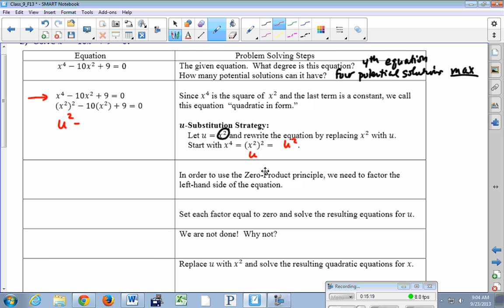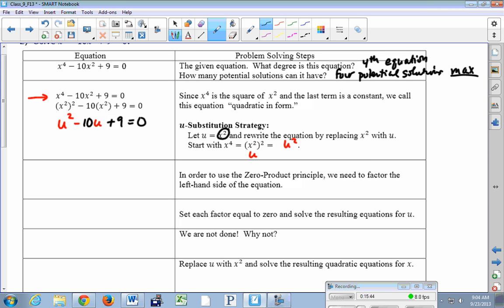And what does 10x squared become? 10 times u, right. Because we're replacing x squared with u. So everywhere I had an x squared, I'm going to replace it with a red u. And then we have the plus 9 equals 0. Now this equation right here, the black and red equation, looks like a quadratic. Right? Looks just like a quadratic.